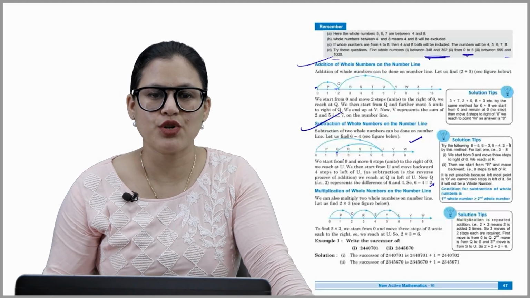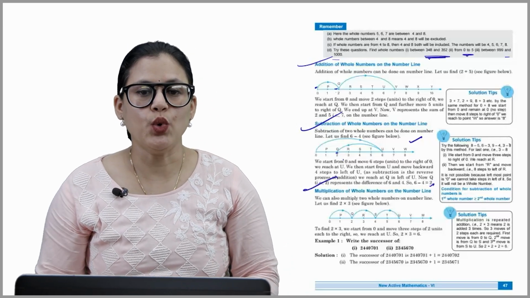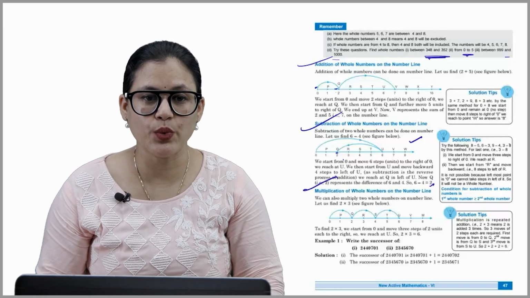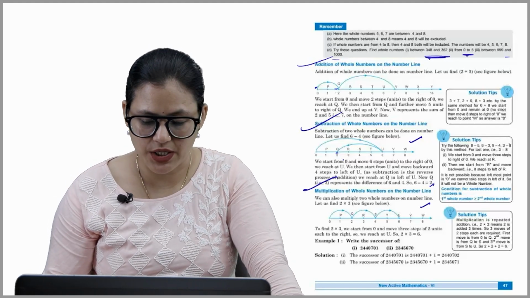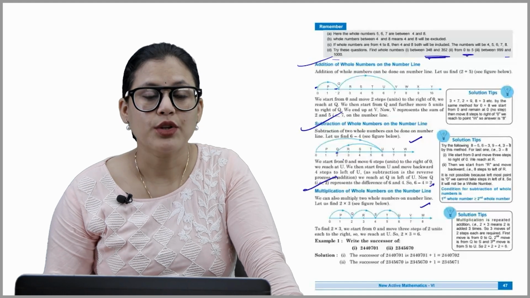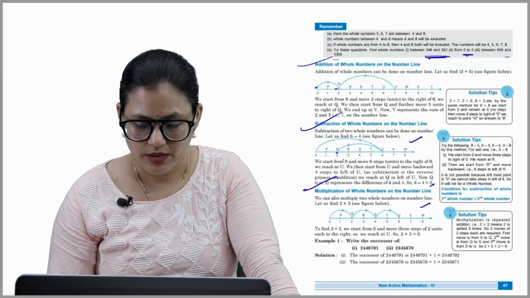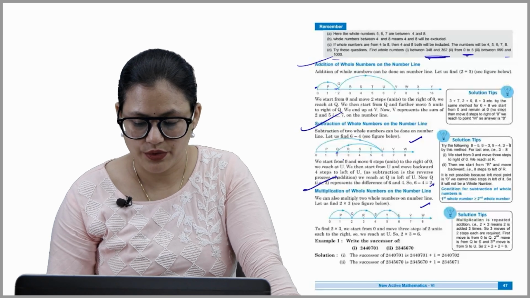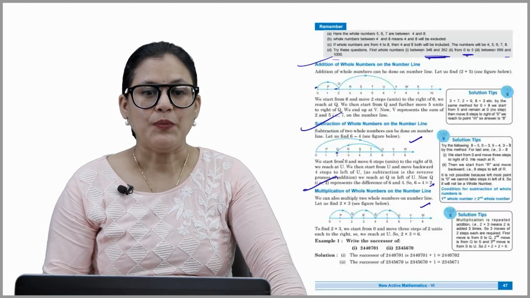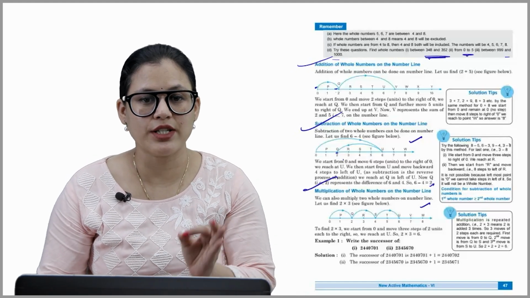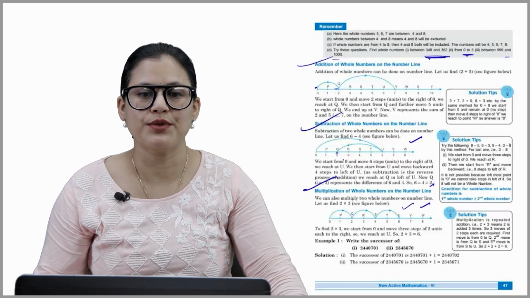Next, multiplication of whole numbers on the number line. We can also multiply two whole numbers on the number line. Let us find 2 into 3. See this figure? To find 2 into 3, we start from 0 and move 3 steps of 2 units. 1, 2, 3. We moved 3 steps of 2 units. So, we reach at U, which is what? 6. So, 2 into 3 is equal to 6.